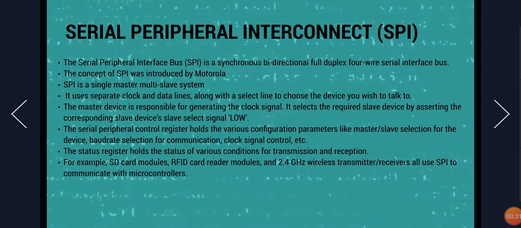The master device is responsible for generating the clock signal. It selects the required slave device by asserting the corresponding slave device's slave select signal to low. The serial peripheral control register holds the various configuration parameters like master slave selection for the device, baud rate selection for communication, clock signal, clock control, etc. The status register holds the status of various conditions for transmission and reception. For example, SD card module, RFID card reader module, and 2.4 GHz wireless transmitter or receiver all use SPI to communicate with microcontrollers.